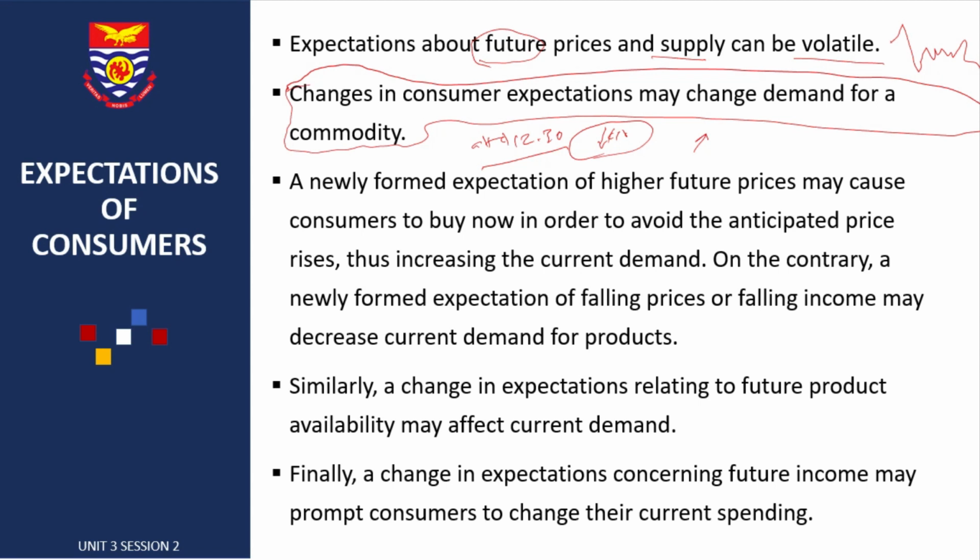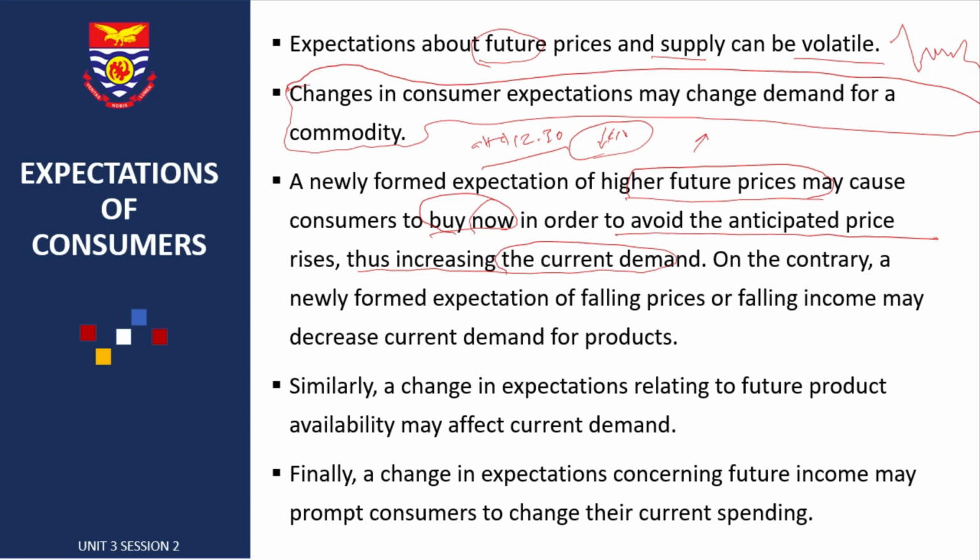And a newly formed expectation of higher future prices may cause consumers to buy now. So we are assuming that maybe in the future the price of banana may go up, but now the prices are low. So what will you do? You go and buy more of the banana now in order to avoid the anticipated price rises. Thus, it increases the current demand.